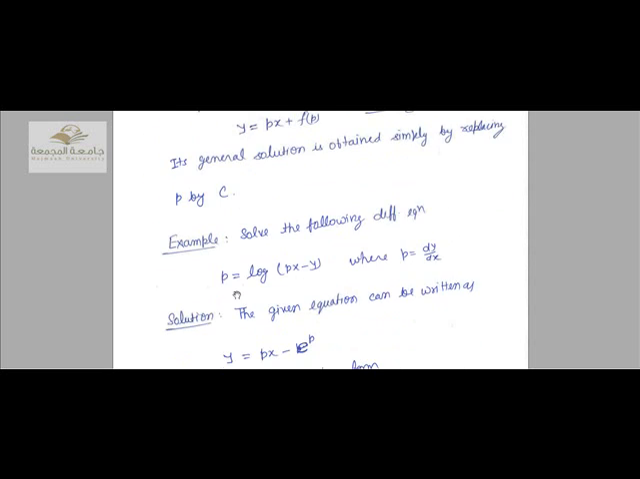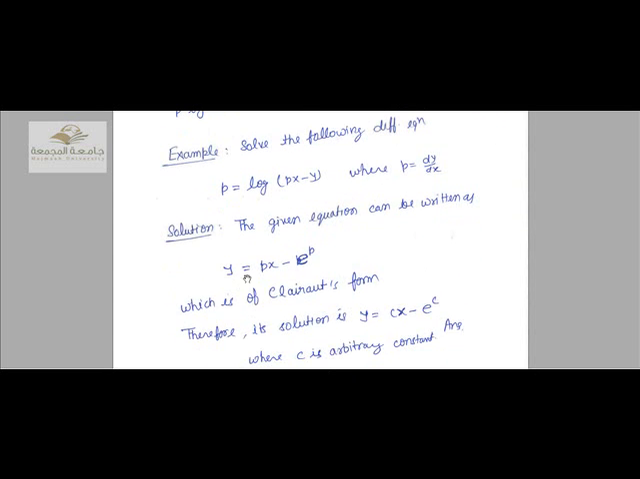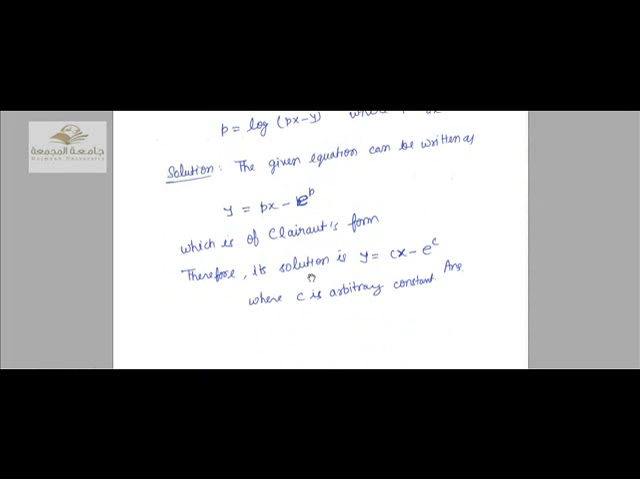For example, solve the following differential equation: p = log(px - y), where p = dy/dx. The given equation can be written as y = px - e^p, which is of Clairaut's form. Therefore, its solution is y = cx - e^c, where c is an arbitrary constant.